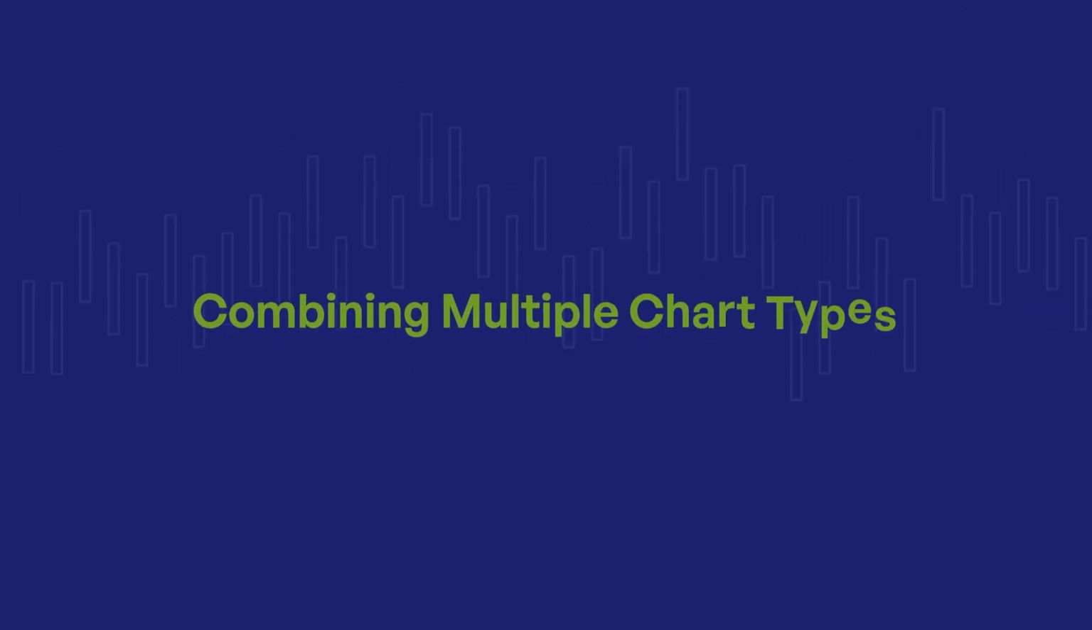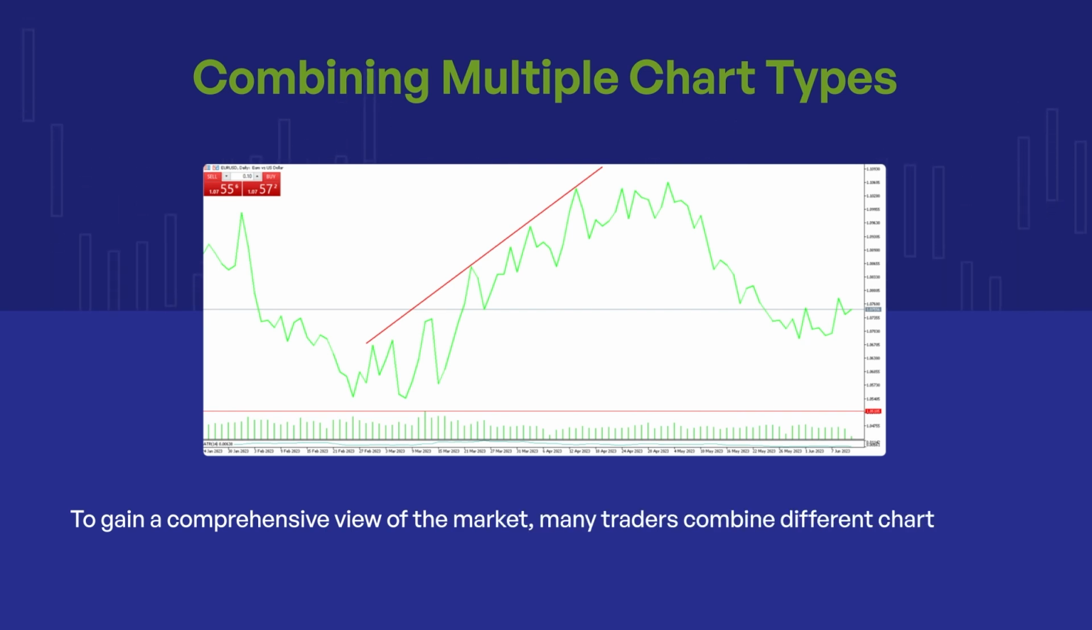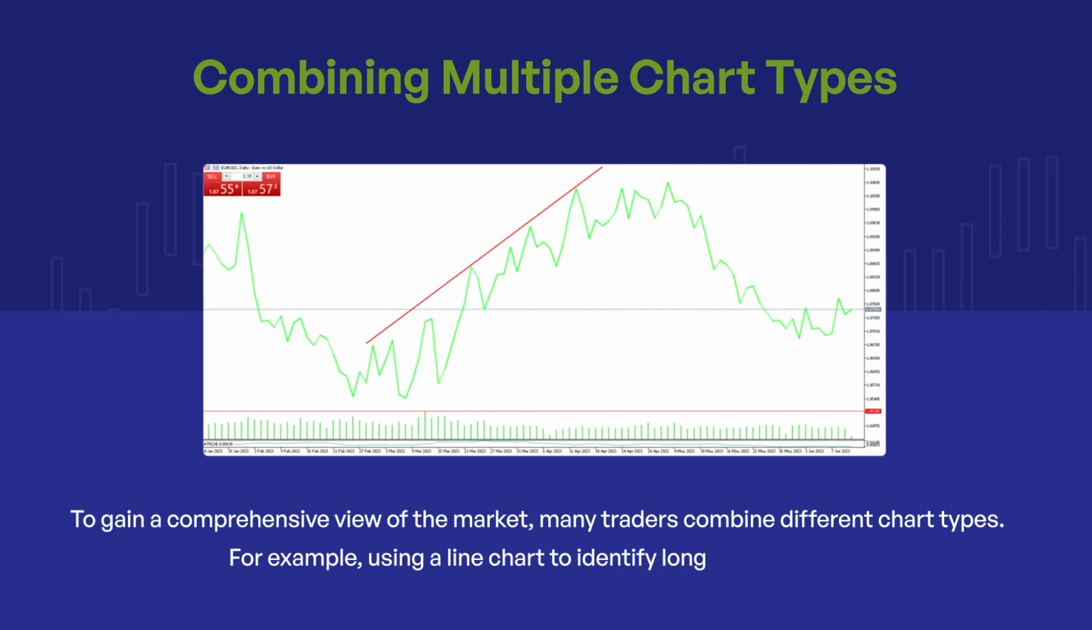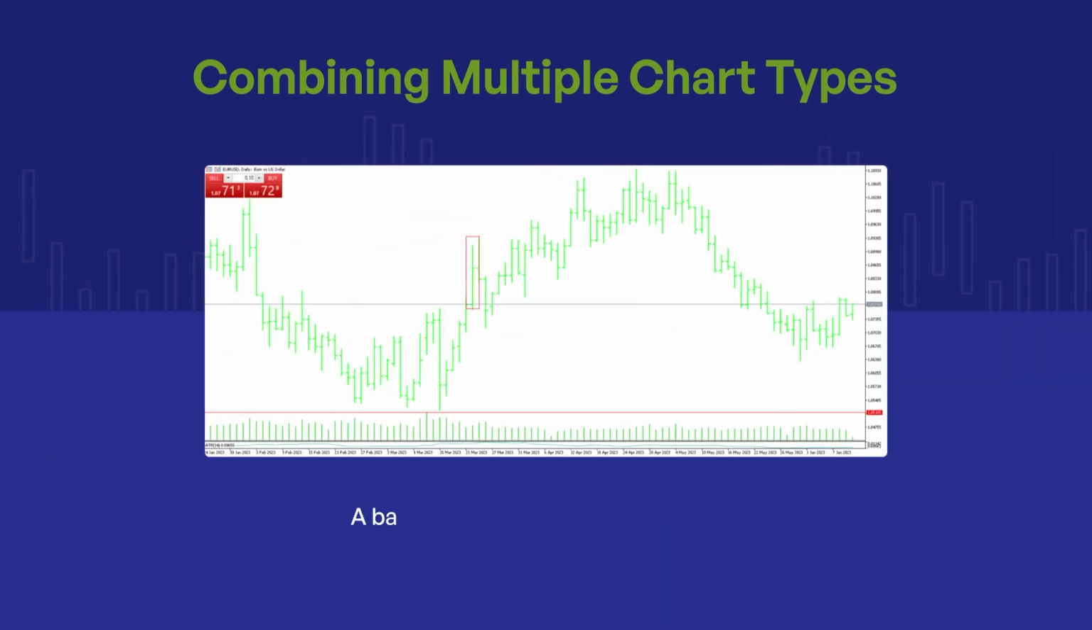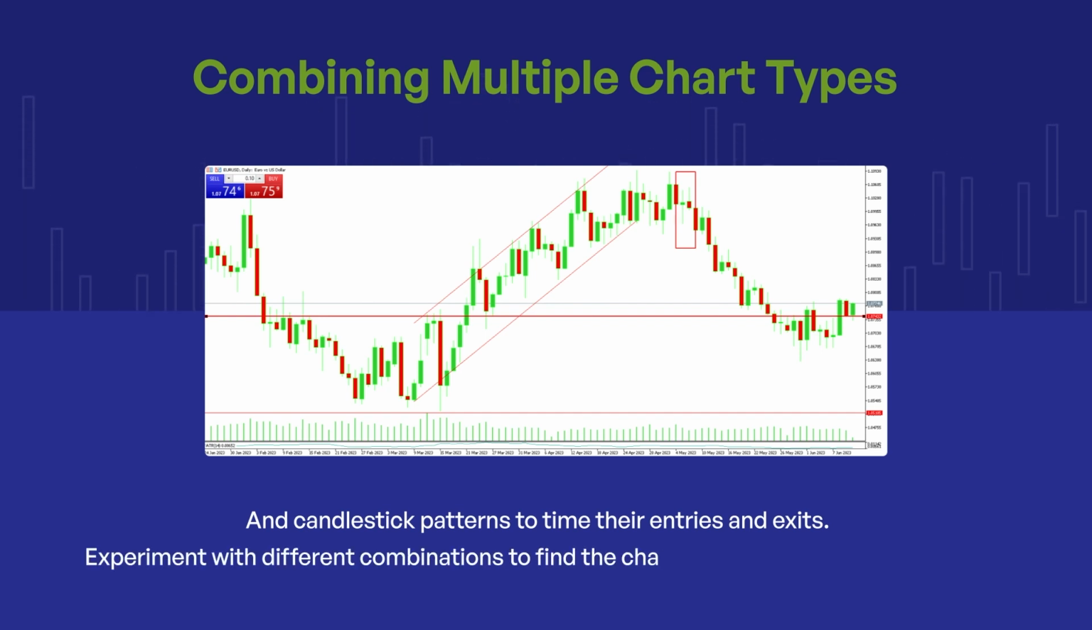Combining multiple chart types. To gain a comprehensive view of the market, many traders combine different chart types. For example, using a line chart to identify long-term trends, a bar chart to analyze price volatility, and candlestick patterns to time their entries and exits. Experiment with different combinations to find the chart setup that works best for you.